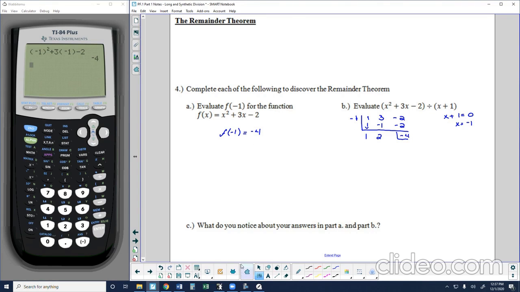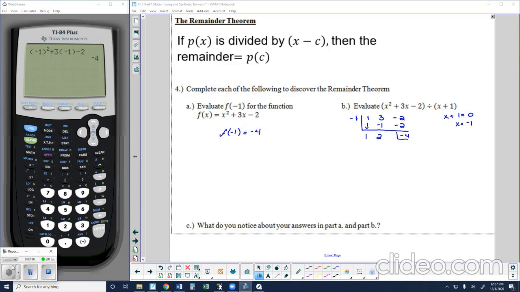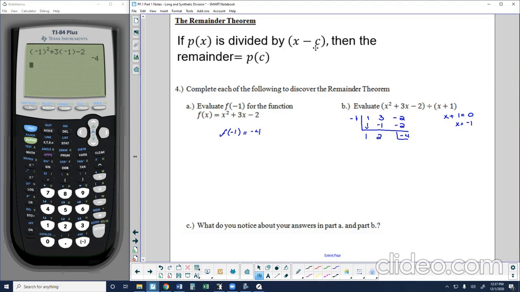This leads us into the remainder theorem. The remainder theorem says that if p of x is divided by x minus c, then the remainder is p of c. Essentially here, if I take any polynomial and I divide it by a linear factor, if you put the 0 of that linear factor into the equation, that's going to give you your remainder.